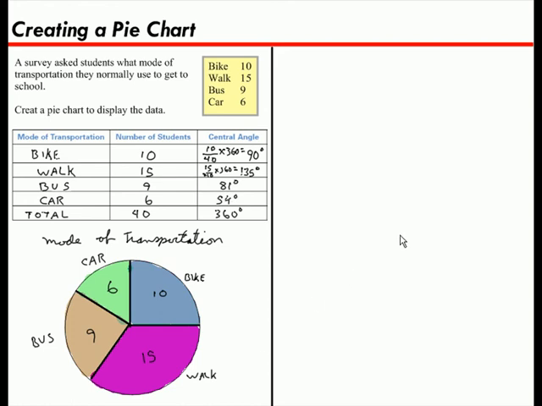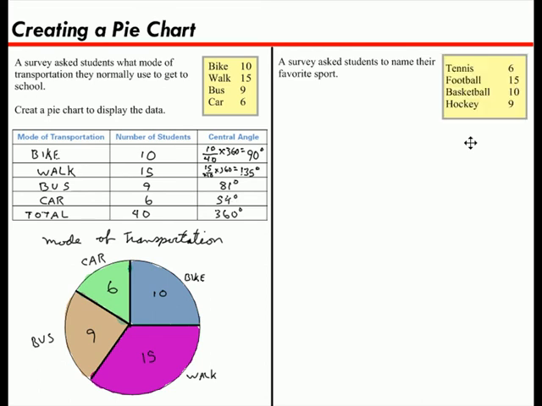Okay, let's get you to try practicing your own pie chart. Let's see if you can make a pie chart for this problem. A survey asked students to name their favorite sport. And we have a survey that looks like this. 6 students said tennis, 15 said football, 10 said basketball, and 9 students said hockey was their favorite sport. And you're being asked to create a pie chart to display the data. Okay, so try that out by first making a table to find the central angle, and then draw your pie chart. And I'll show you what the chart looks like when you're ready.